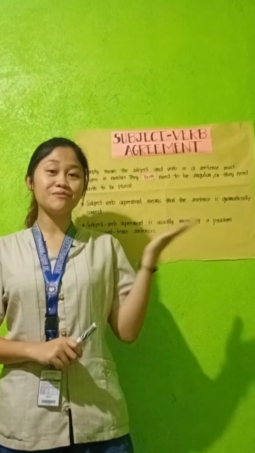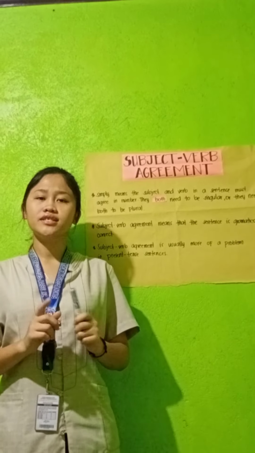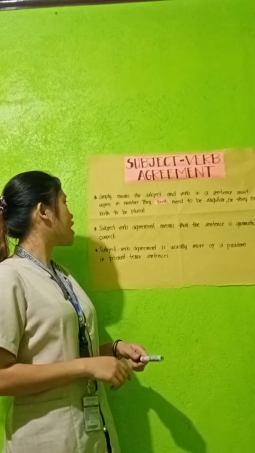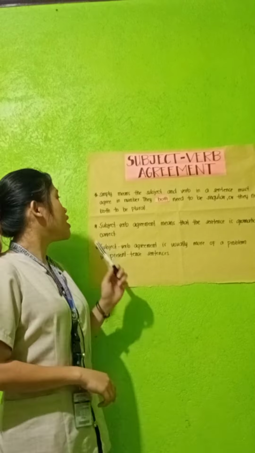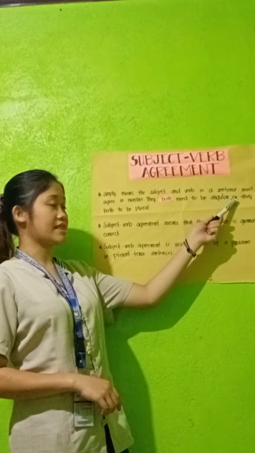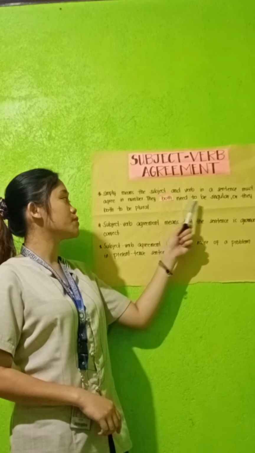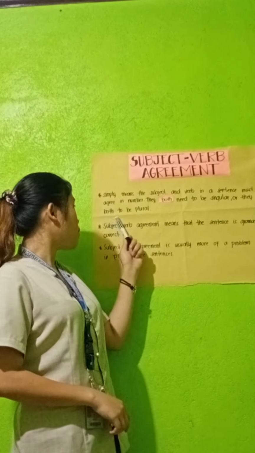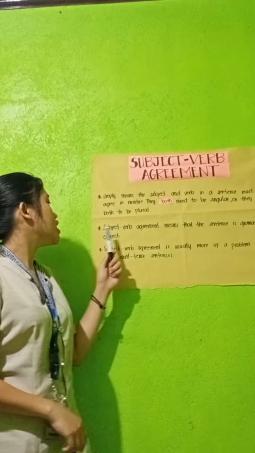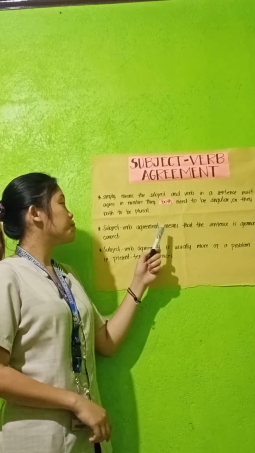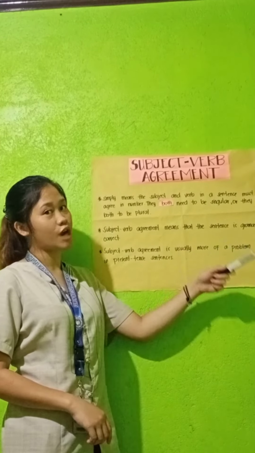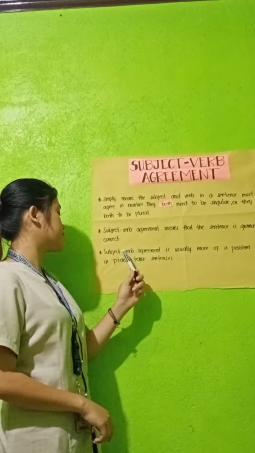Our English subject. And today, we will be discussing subject-verb agreement. So, what is subject-verb agreement? It simply means the subject and verb in a sentence must agree in number. They both need to be singular or they both need to be plural. Subject-verb agreement means that the sentence is grammatically correct.